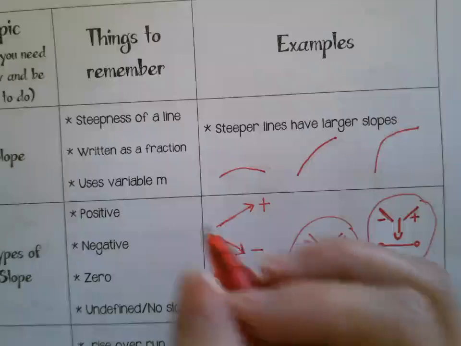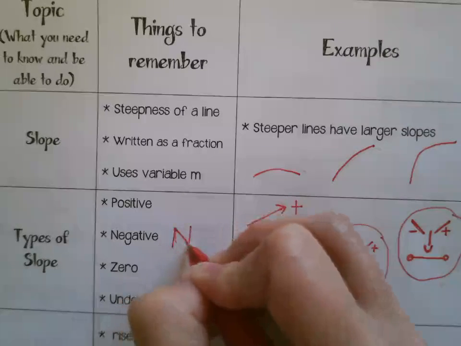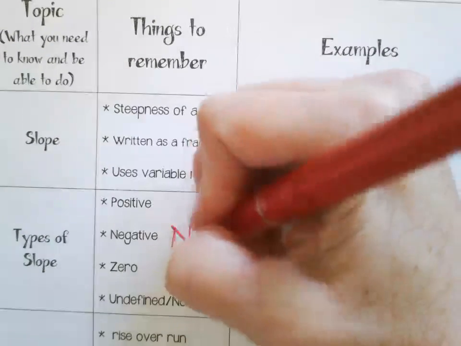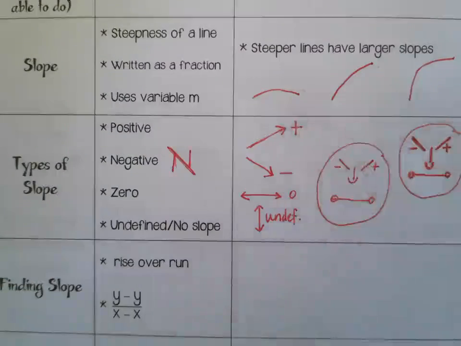One other thing that I mentioned to you guys is that if you think of the letter N, it has a negative slope in it. So that might be helpful also.